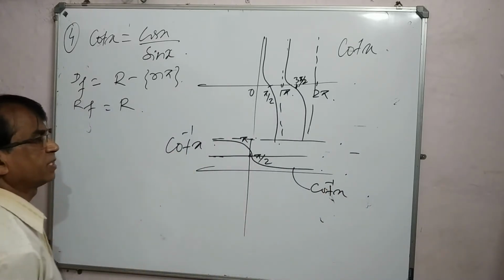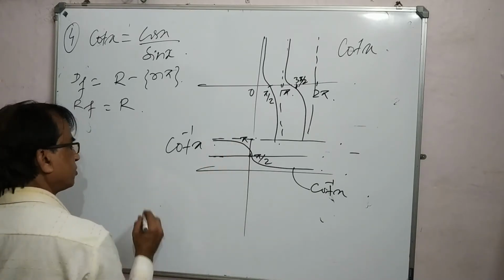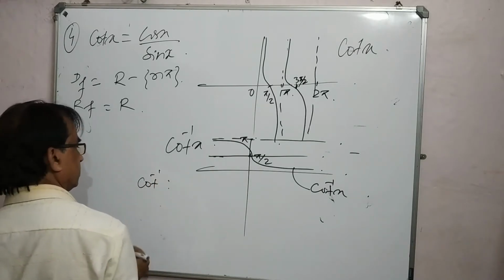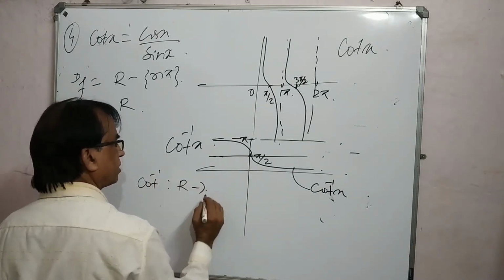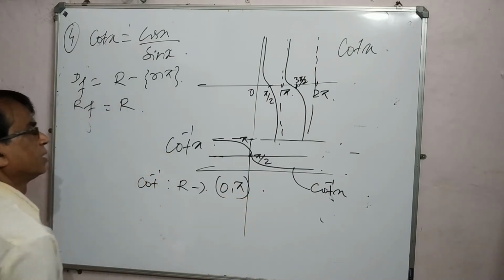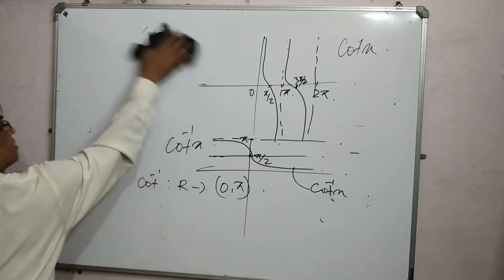Interchanging the x and y axis, we get 0 and pi as asymptotes, and cot inverse has range R, with the open interval 0 to pi. Now coming to sec inverse x and cosec inverse x.